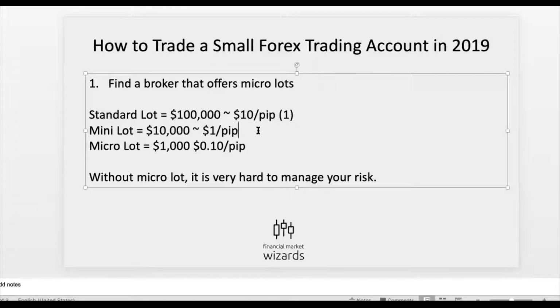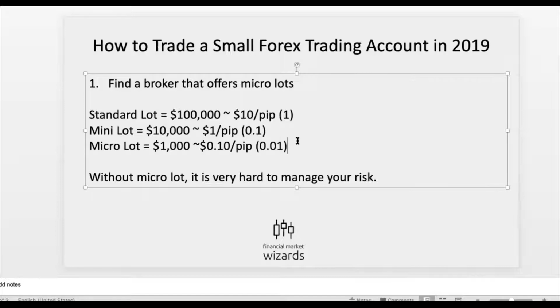For a mini lot, it actually represents 10,000. In MetaTrader, it's a 0.1, and it represents $1 per pip. And the micro lot, sorry, I missed this out, micro lot represents 0.01 in MetaTrader, and it represents a position size of 1,000, about 10 cents per pip. So you can see the 3 types of lot size, correct?